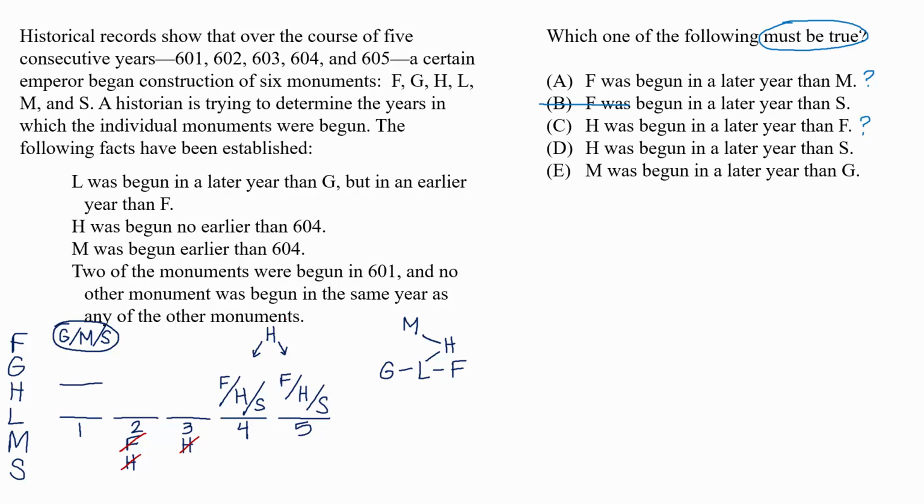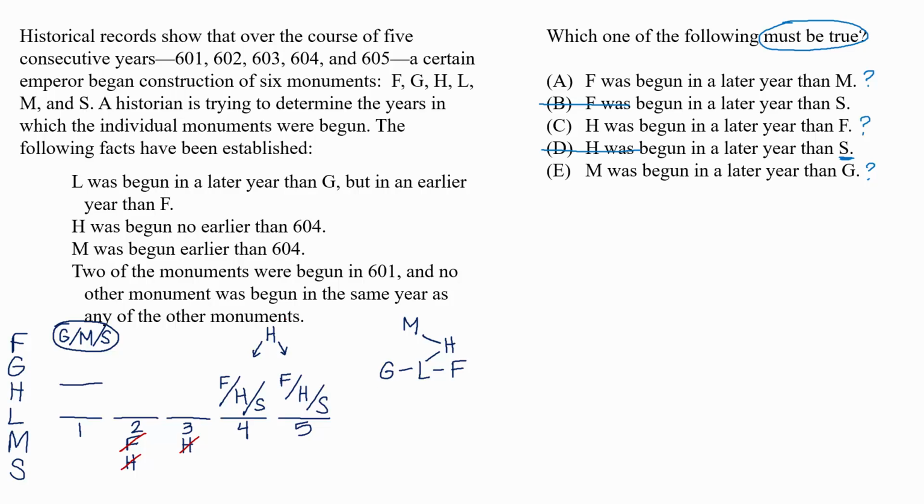Choice D is suspect for the same reason that B is, because it's most likely not true that S has to relate to any other monument in some kind of way, since there are no rules about S. So we can pretty safely cross this one out. And E is that M is later than G. Again, look at our chain. We don't know this to be true so far because M and G aren't directly related.